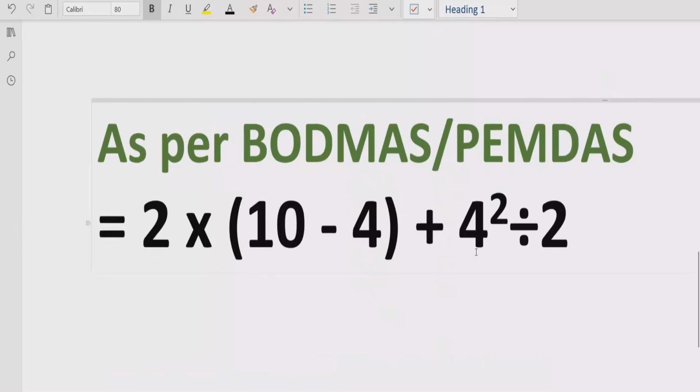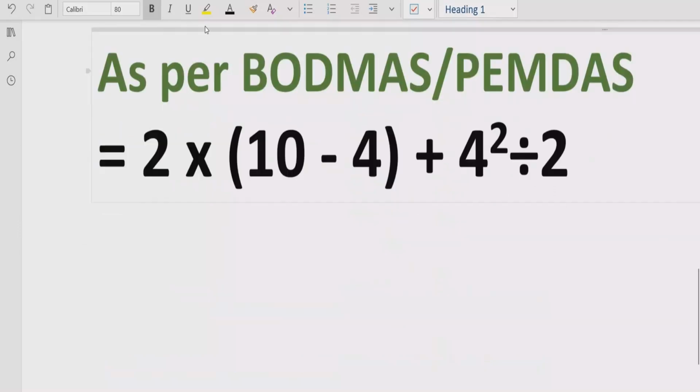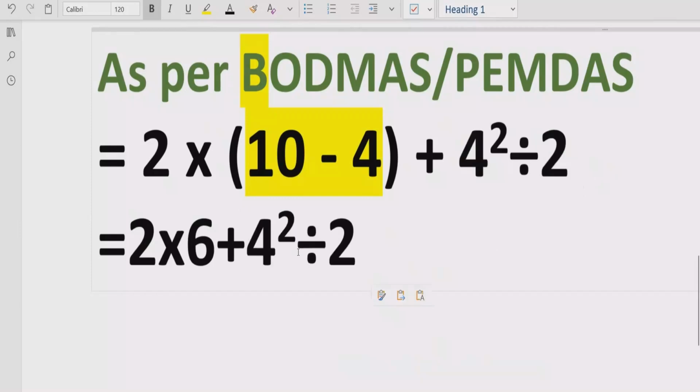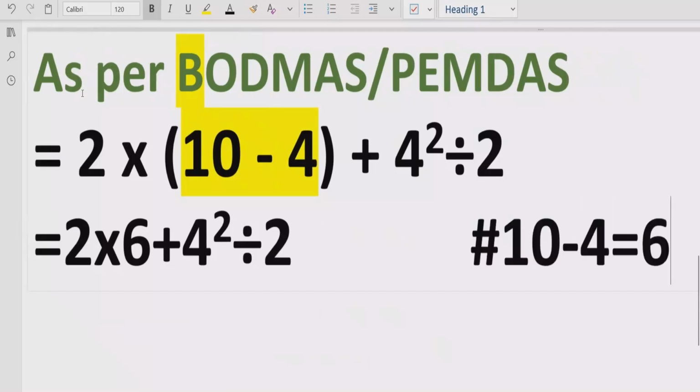So according to the BODMAS and PEMDAS rule, first of all, we have to solve the bracket. So here we have this bracket. We will write 2 multiply 10 minus 4 equals 6 plus 4 raised to power 2 divided by 2. We will write the rest as it is. And here we have to give the reference: 10 minus 4 equals 6. Now move forward. Step number 1, we have solved the bracket.